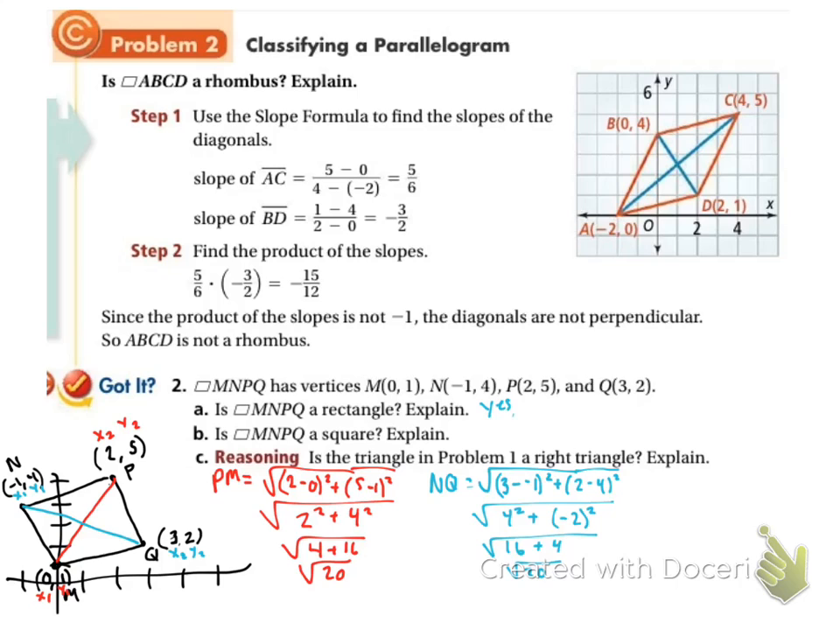So yes, diagonals are congruent. And then they want to know, is it a square? So we know in squares that the sides are all congruent, right? So we're going to do this 4 more times. Okay, so I'll do this side first, number 1.